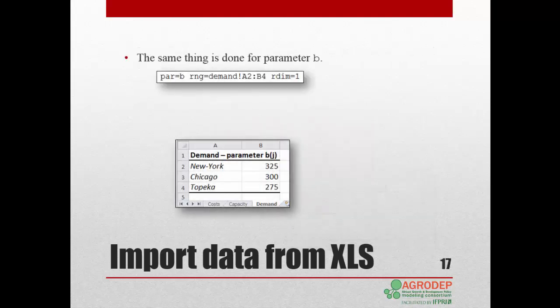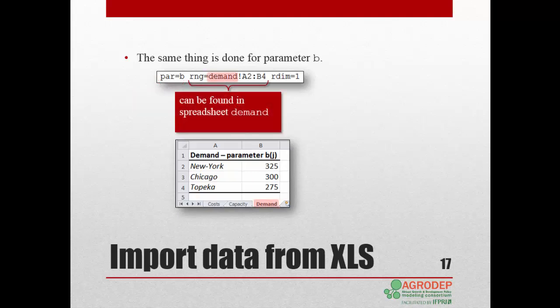In the third block, we proceed in the same way for parameter B. Par= identifies the parameter to import, B in this case. RNG= identifies the range in the spreadsheet where the data for B is located.